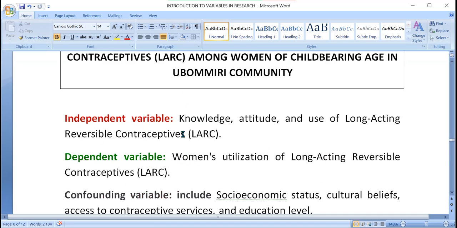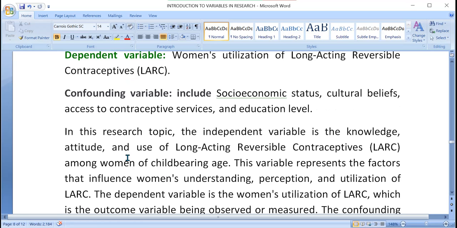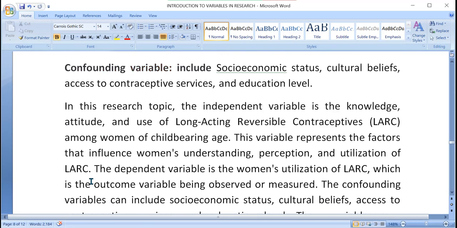Utilization, because the knowledge and attitude can influence utilization. Whereas the confounding variables are socioeconomic status, cultural belief, access to contraceptive services, and educational level. In this research topic, the independent variable is the knowledge, attitude, and use of long-acting reversible contraceptive among women of childbearing age. This variable represents the factor that influences women's understanding, perception, and utilization of LARC.